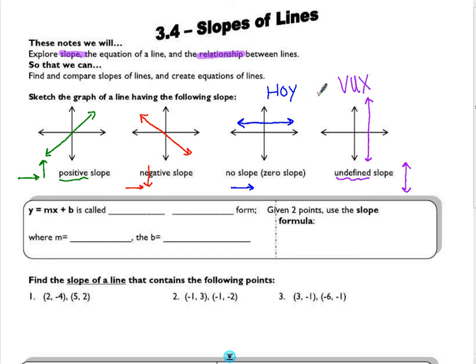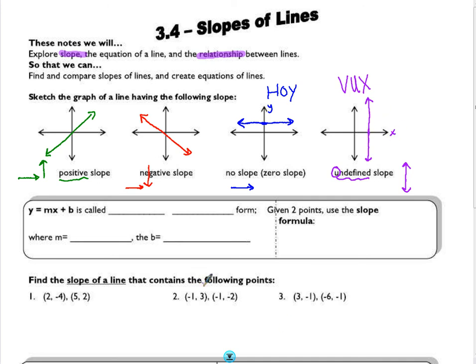HOY, VUX. HOY: horizontal line, zero slope, y equals a number. Y equals a number because it's crossing through the y-axis. VUX: vertical line, undefined slope, and it crosses the x-axis, so x equals a number.